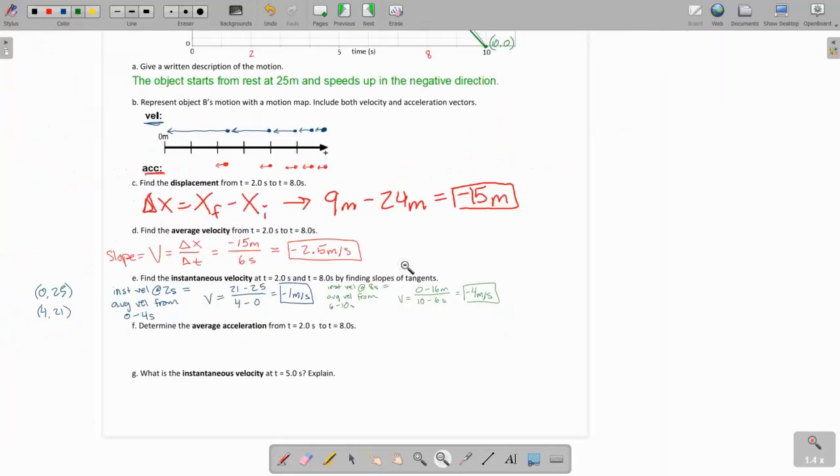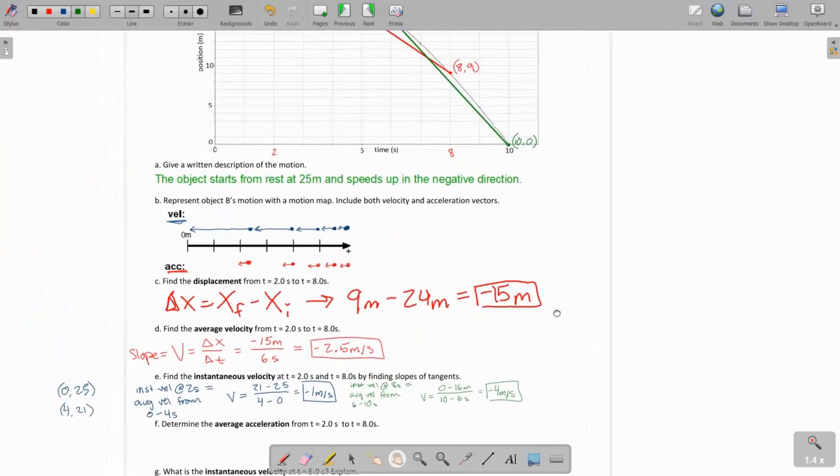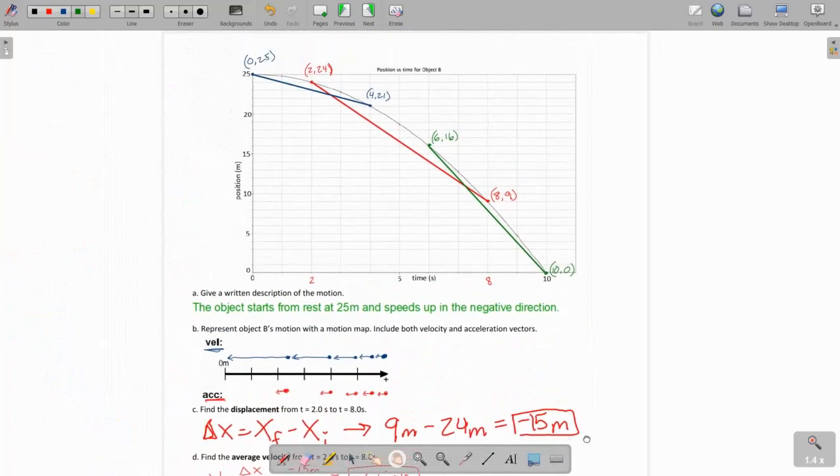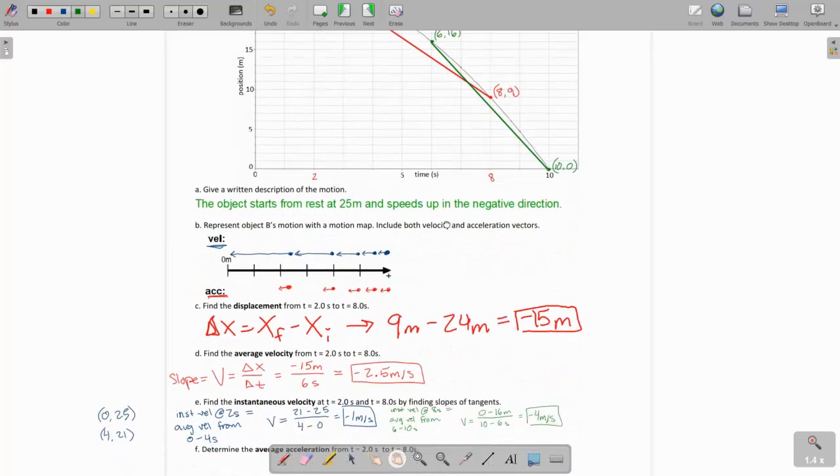Okay, so hopefully that would make a little bit of sense, because as we go down this path here, the object is speeding up, right? So the average velocity from 0 to 4 seconds should not be as great as the average from 6 to 10, because this object is accelerating and it's speeding up the whole time. So up here, its average velocity is -1 meter per second, and then here it's -4 meters per second.